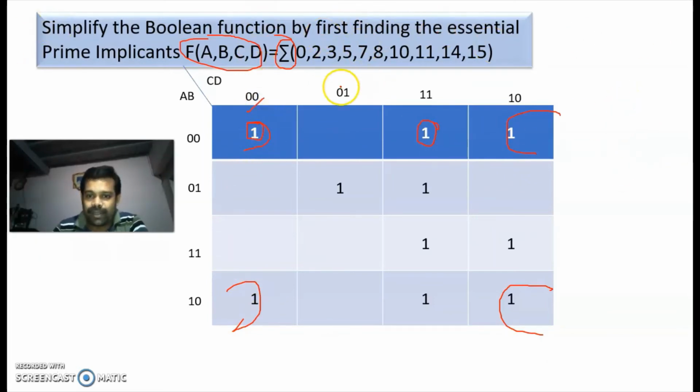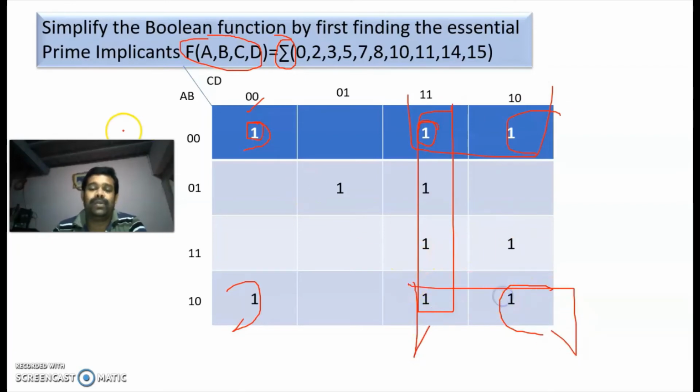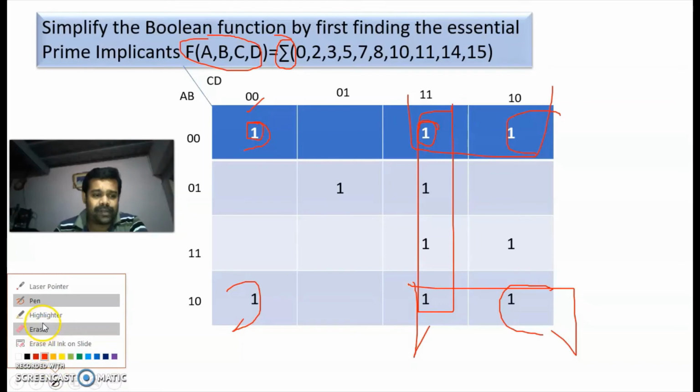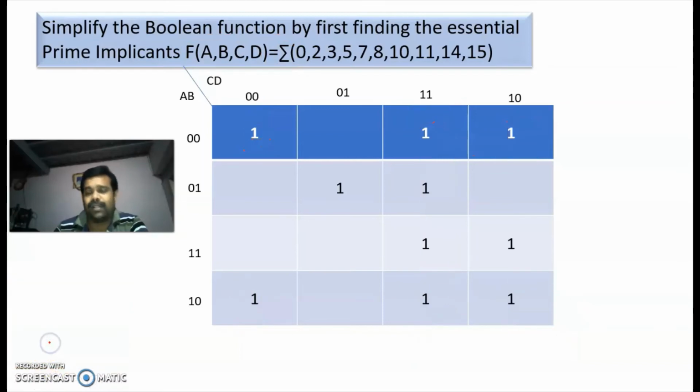Now we are coming to the next one here. This one can be either grouped in this manner or it can be grouped in this manner. So it cannot be taken as a prime implicant. So first we have taken this one. So you got one quad. That quad is nothing but an essential prime implicant.